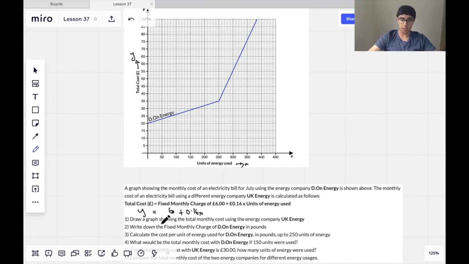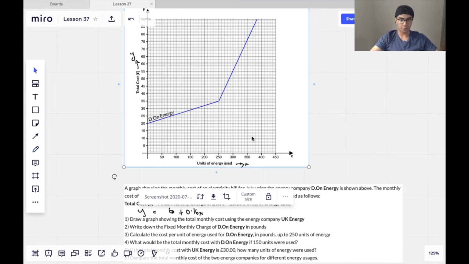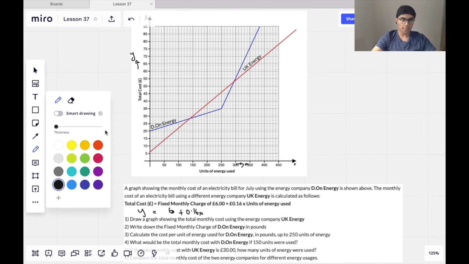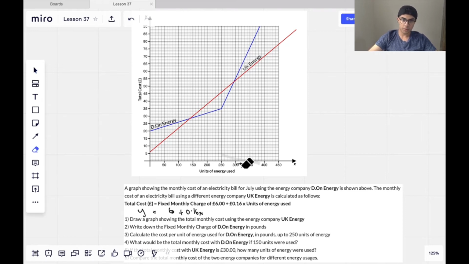Okay, so now that I've converted this into the y equals mx plus c equation, I know it's a straight line, and I can just draw that, right, pretty easily. So instead of me mucking up the drawing, I've got the thing here. Let me just rub this out real quick. Okay.